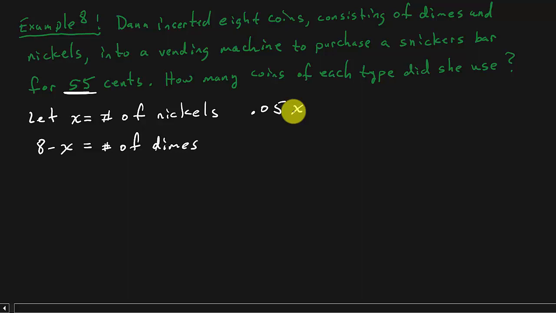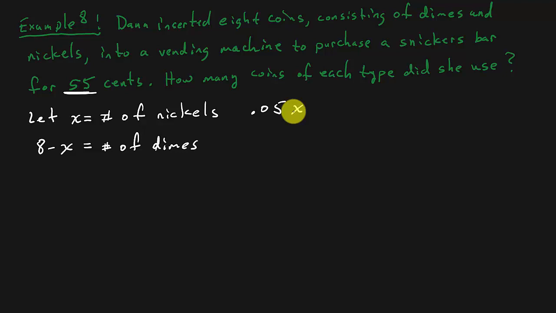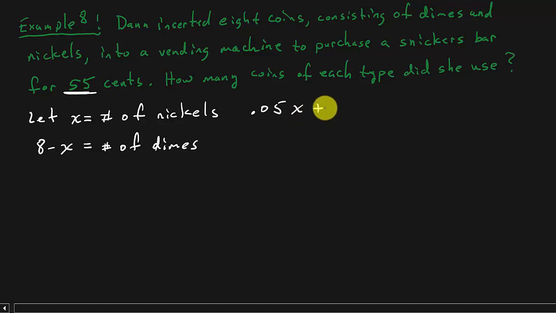What's the value of a dime? 0.1. A quarter would be 0.25. 50-cent piece, 0.5. And a penny is 0.01. So this is the amount of money I have in nickels plus the amount of money I have in dimes. So that's the value of a dime, which is 0.1, times the number of dimes I have. And that is equal to 55 cents. We're going to write it in dollars, so that's 0.55.